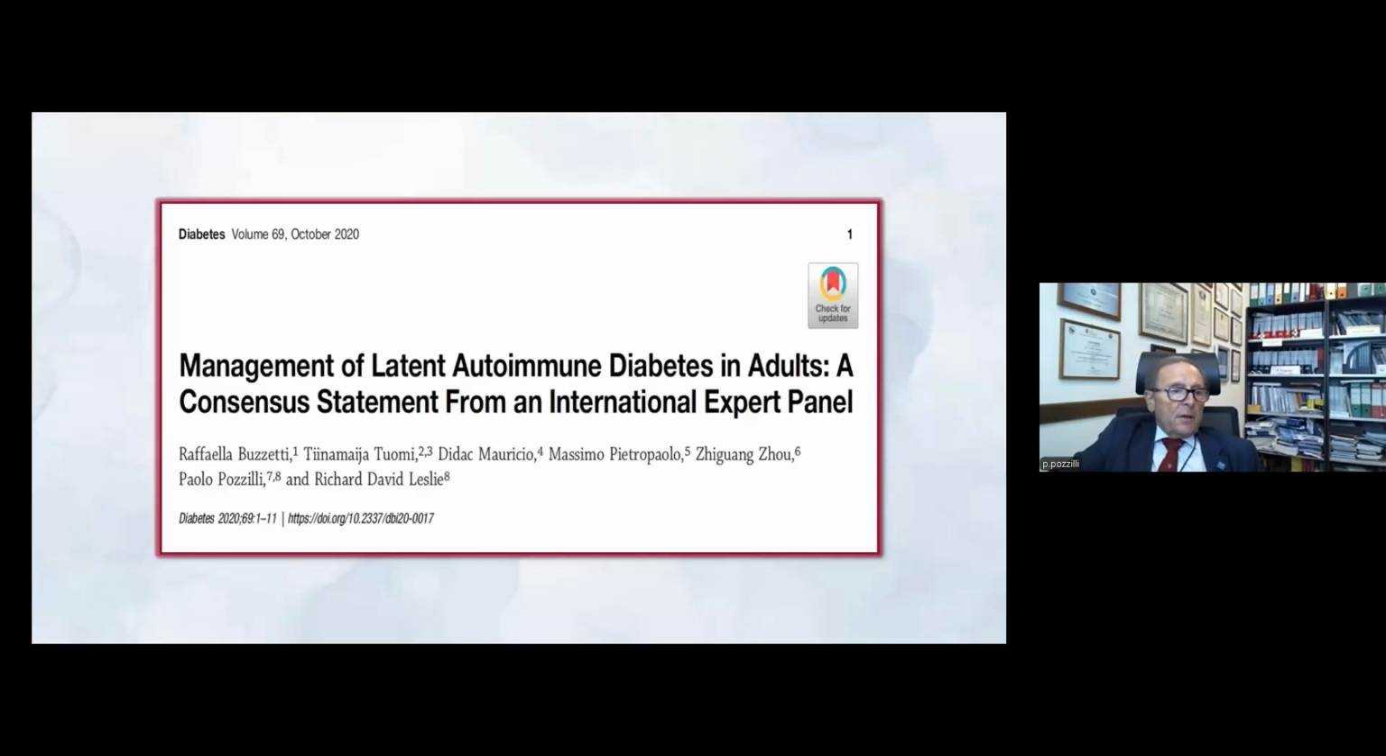This is the treatment, the management related to autoimmune diabetes in adults, a consensus statement from an International Expert Panel. We published that in 2020. And these are the authors of this paper. Tiinamaija Tuomi was the first to show LADA in 1993. So this paper was taken by the American Diabetes Association to then adopt the guidelines that were published in 2022 in Diabetes Care, following our suggestion.